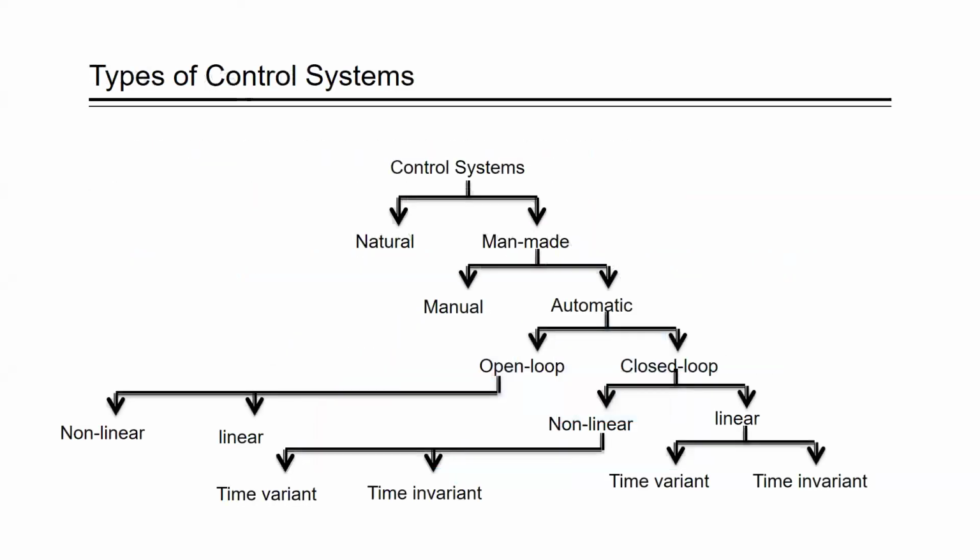Now you have various types of control systems, right? You can classify them into different categories. You have natural and man-made control systems, manual and automatic control systems, open loop and closed loop control systems, linear, non-linear control systems, time variant, time invariant control systems. And as you would see later on, there are also other classifications of control systems. So let us look at one of the classifications, natural and man-made control systems.